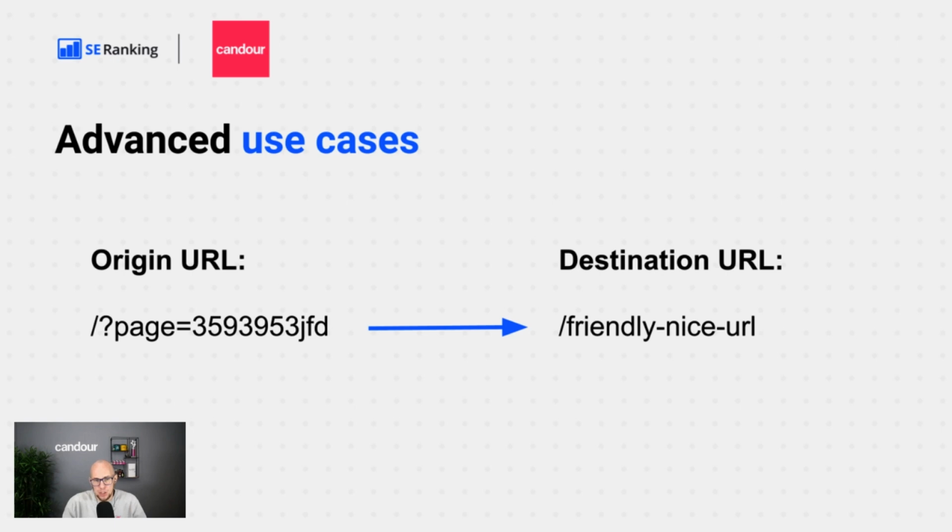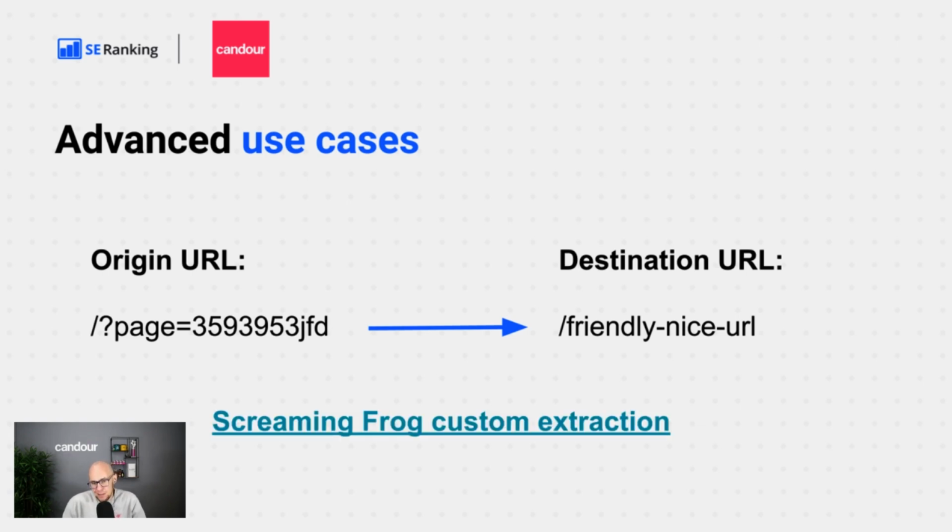Particularly challenging site migrations might be something like you have an origin URL like page equals 3593, some really archaic old system, and the new destination URL you've made is much friendlier and nicer, and maybe even on your old site all the titles were the same, so you can't even match the titles. You can use Screaming Frog custom extraction.